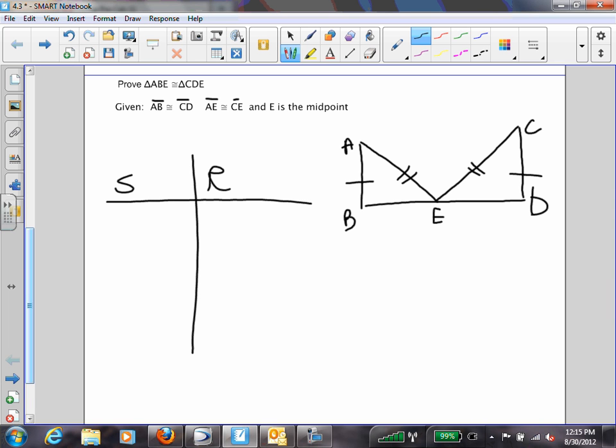Statement, reason. I'll just do given and given. Anything that's given has to be used. It's not just given there for no reason. And again, I'm using the side, side, side. I've found 2 congruency statements. That means I'm left to find 1. What would I need to say?